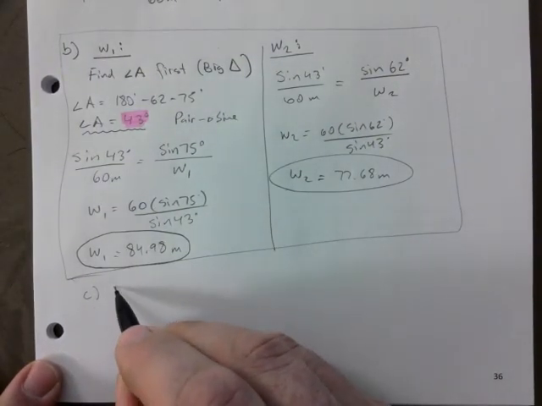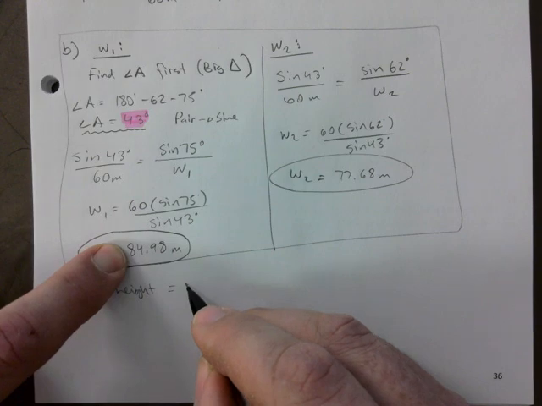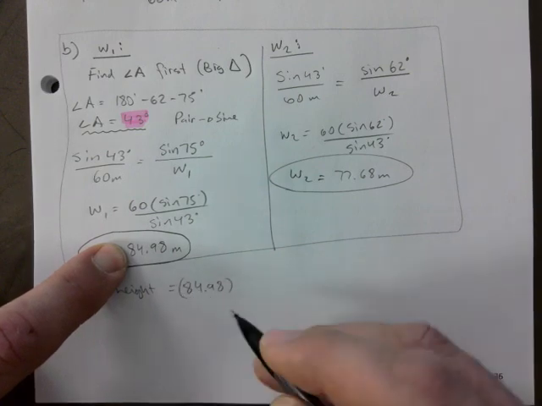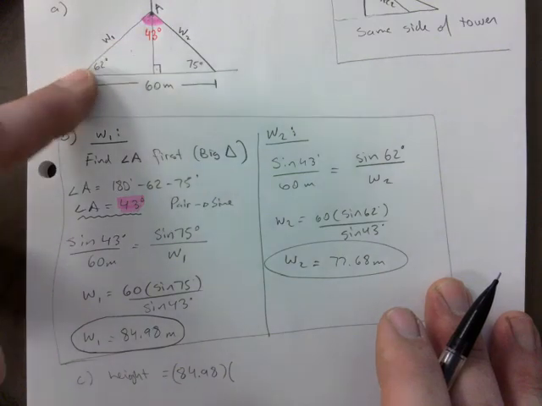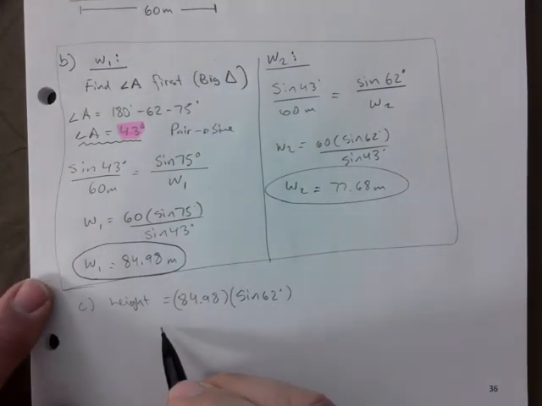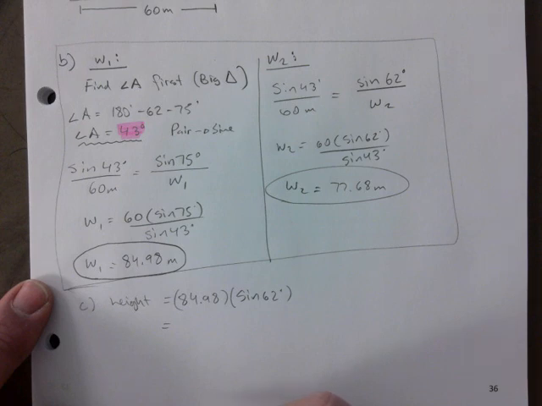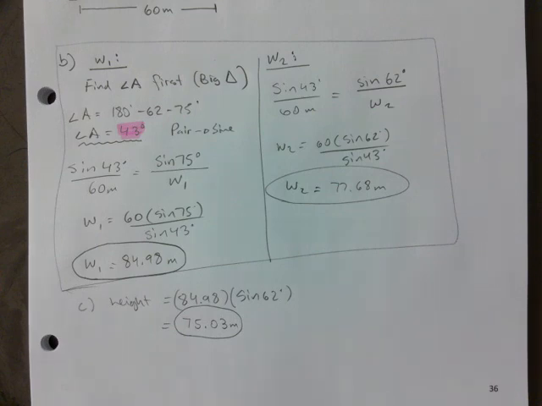C, height is equal to, I'm going to go with W1 multiplied by, you have to multiply the slant, just to reiterate, this slant is touching 62. So you have to multiply it by sine of 62. That's the shortcut way of doing that. And that gives me 75.03. That's how high up the tower they're attached. I'm going to add D to this just because I can.